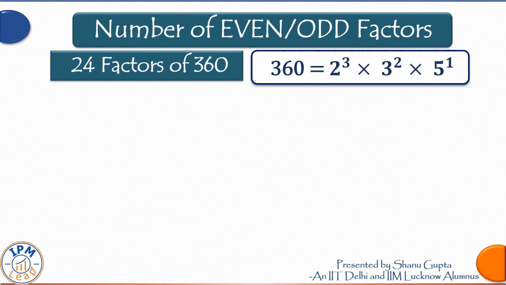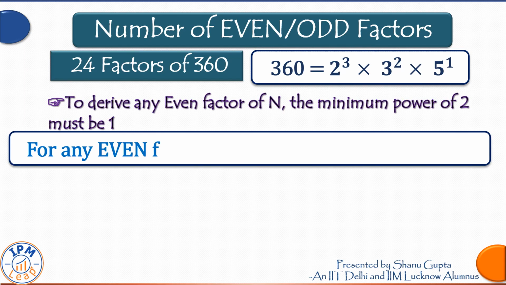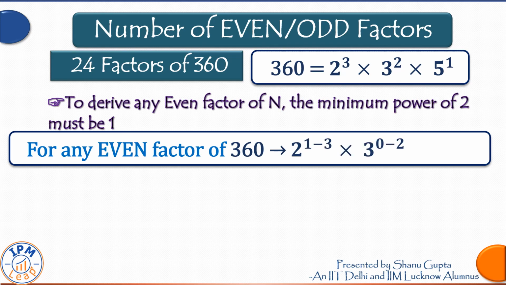Now sometimes they ask us the number of even or odd factors of the given number. So let us find out how many even factors there are for the number 360. We know how to form factors by combining powers of various prime factors. So just remember, to derive any even factor of n, the minimum power of 2 must be 1. Because if we take 2 raised to the power of 0, that means 2 is absent in that factor. Power of 2 could be 1 or 2 or 3. 3 ways of choosing that.